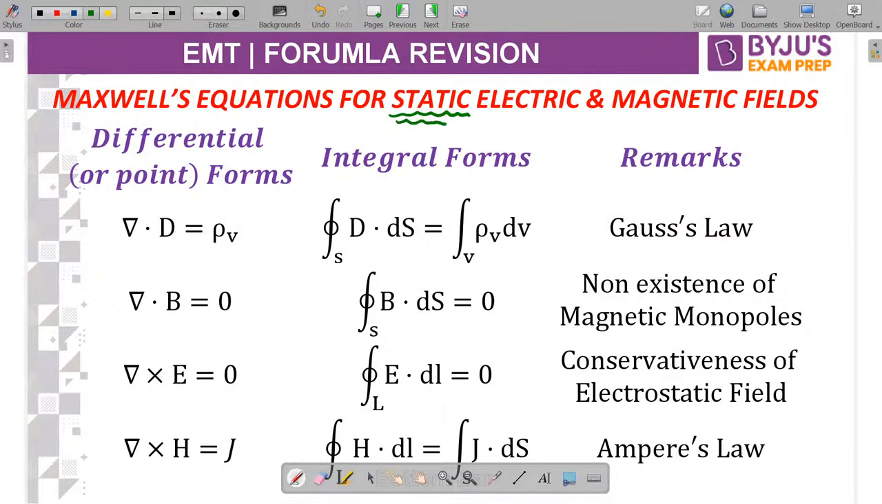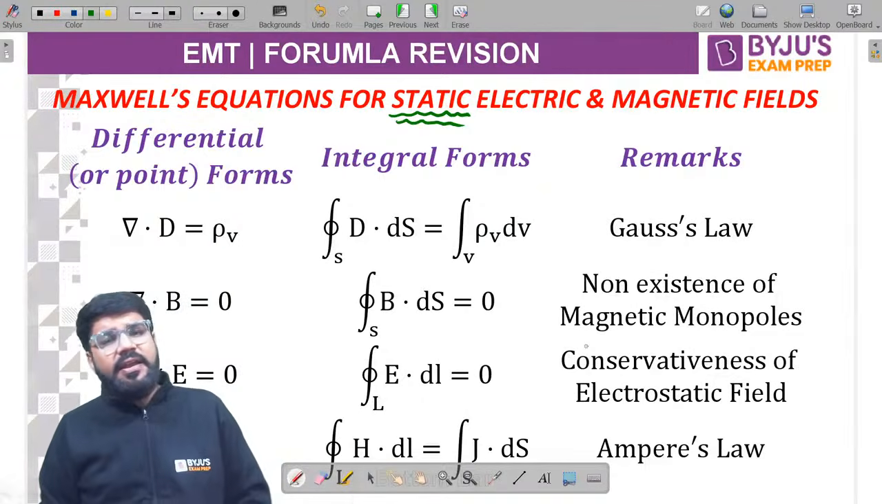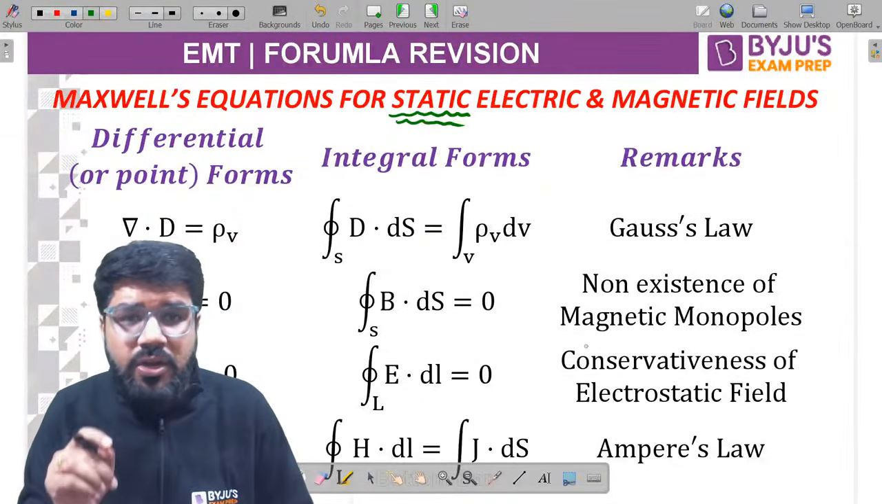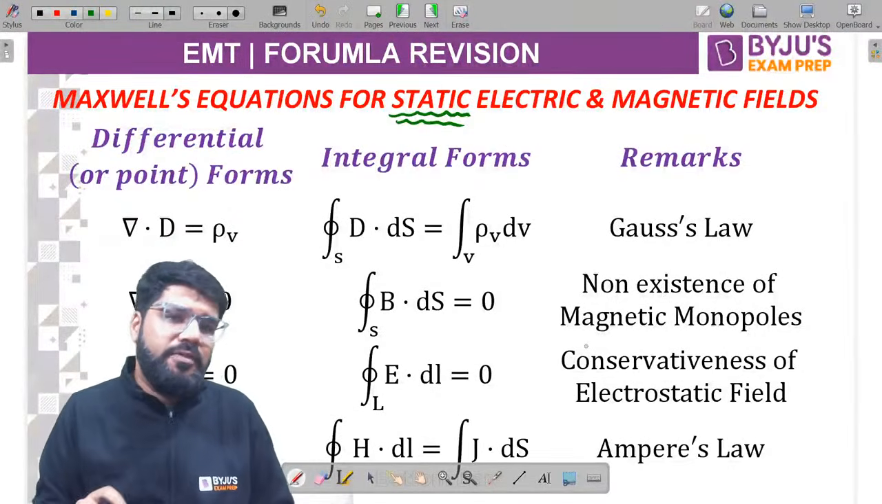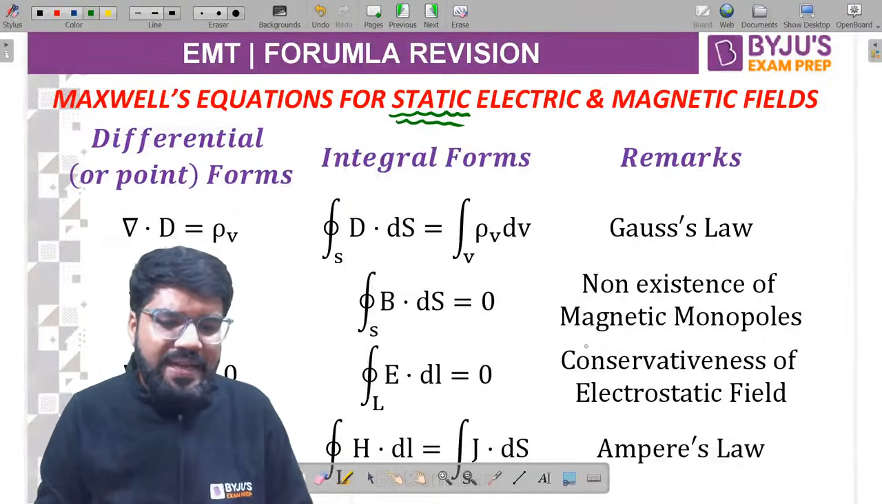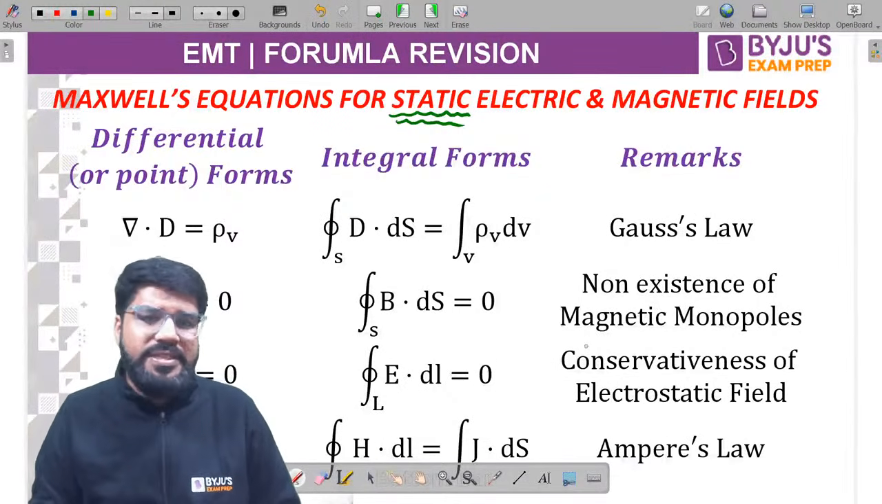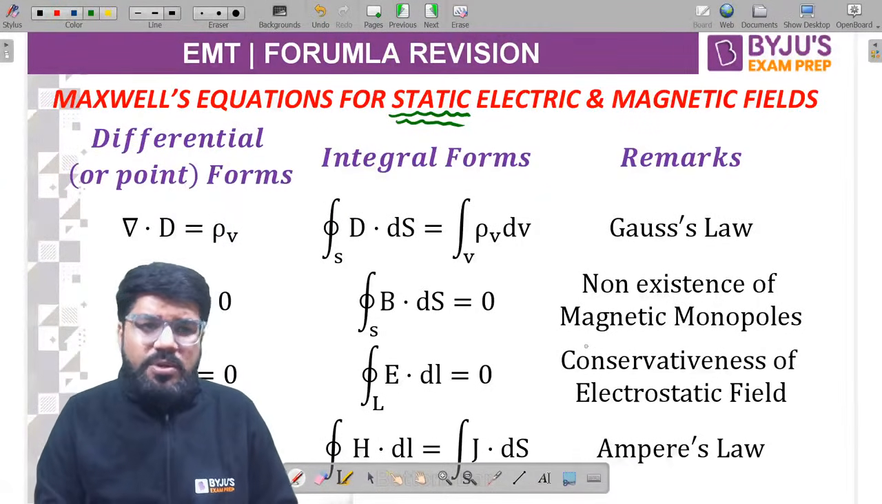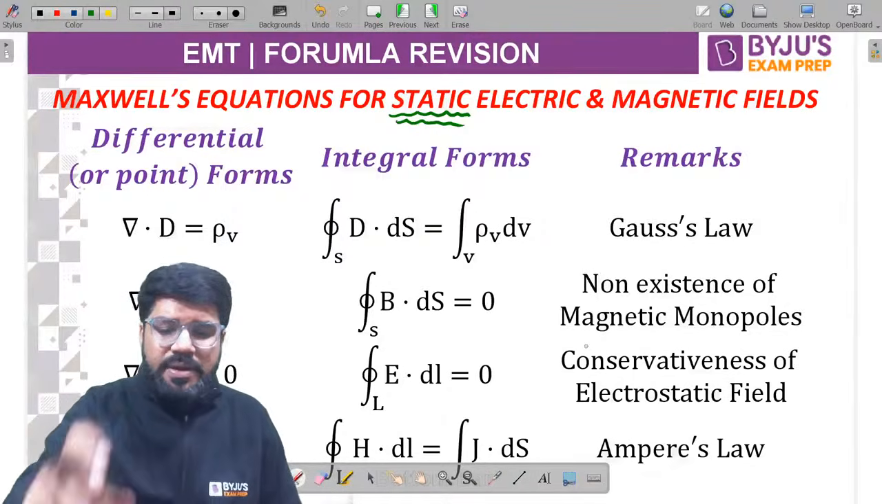Please remember this important word: static. These are for electric and magnetic fields which are independent of time. They are a function of only space but not of time. These are the Maxwell's equations for static electric and magnetic fields. What are the final Maxwell's equations for the time varying fields? We will brief that also.